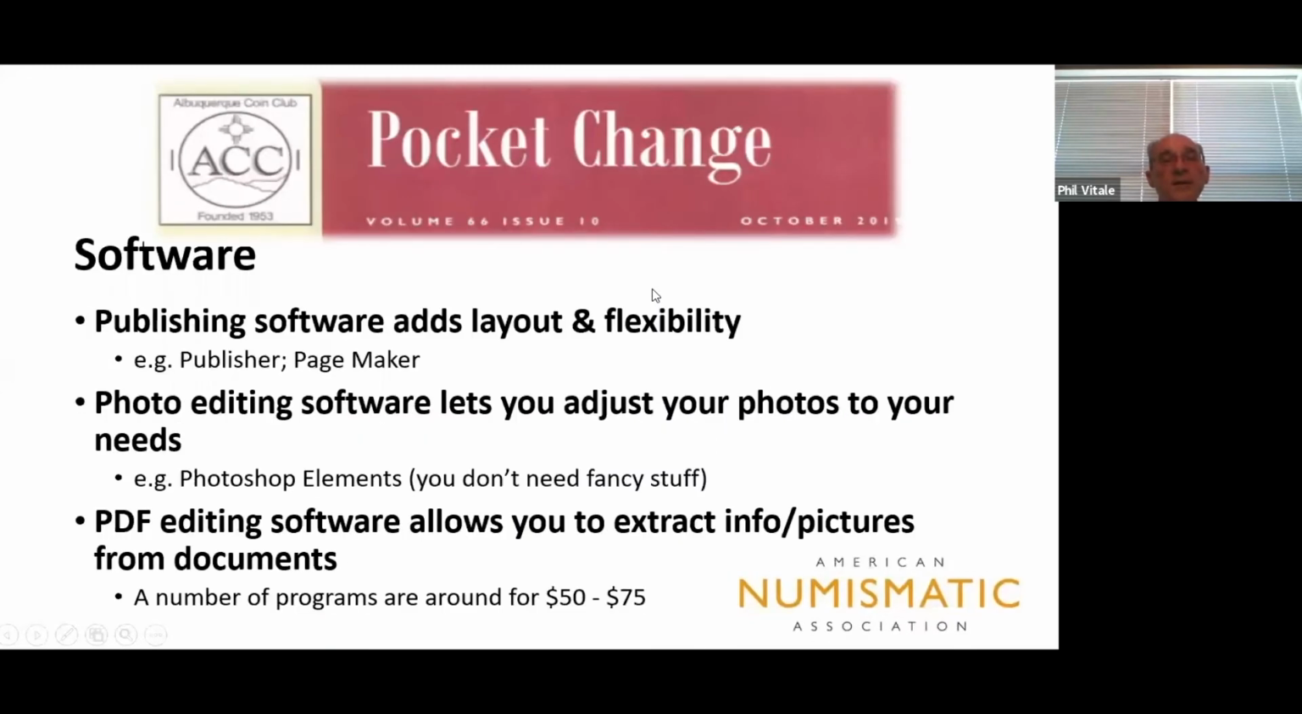Software, yes. So for all of you out there, most of you have either Publisher or PageMaker as part of your software package. And if you don't, I suggest that you get one. It's not very expensive. It adds flexibility to your layout and allows you to do stuff that you just can't do with Word or WordPerfect or whatever.